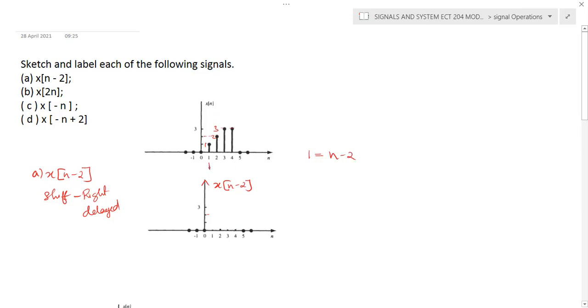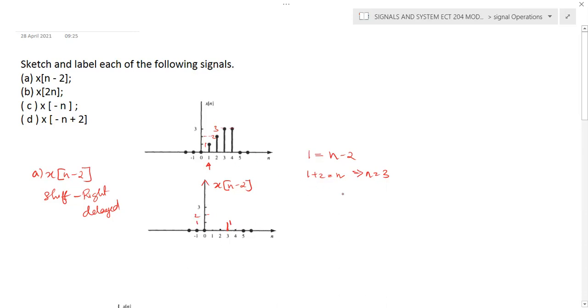Here the n value is 1, so this is the first non-zero value. So 1 is changing to n minus 2, so 1 plus 2 is equal to n. So we will get n equal to 3. So the value at n equal to 1 becomes the value at n equal to 3. So you can plot here the magnitude of the signal as 1.